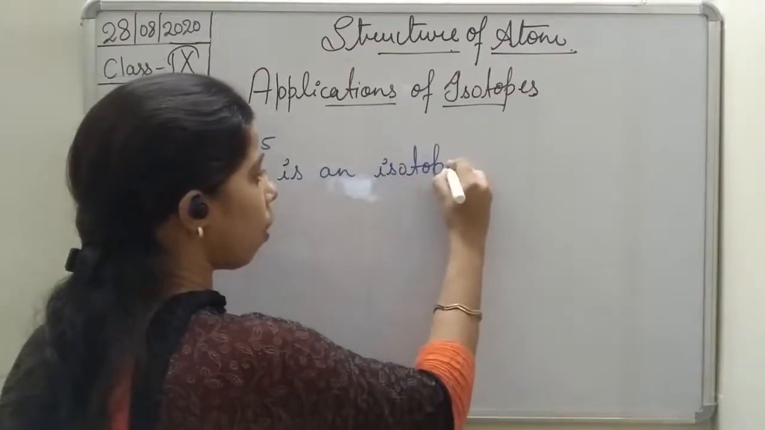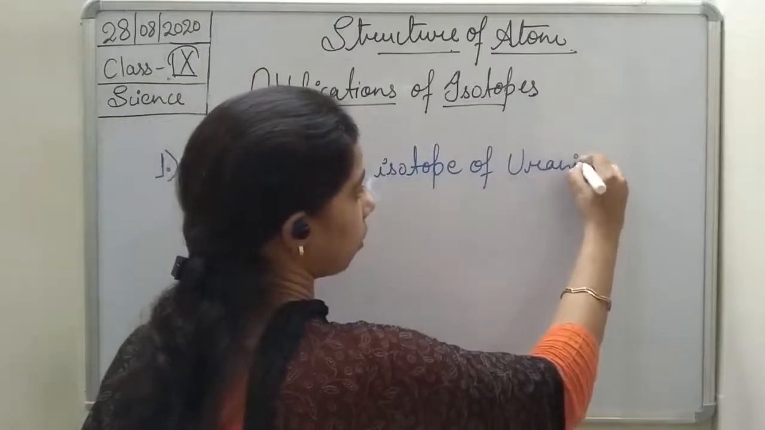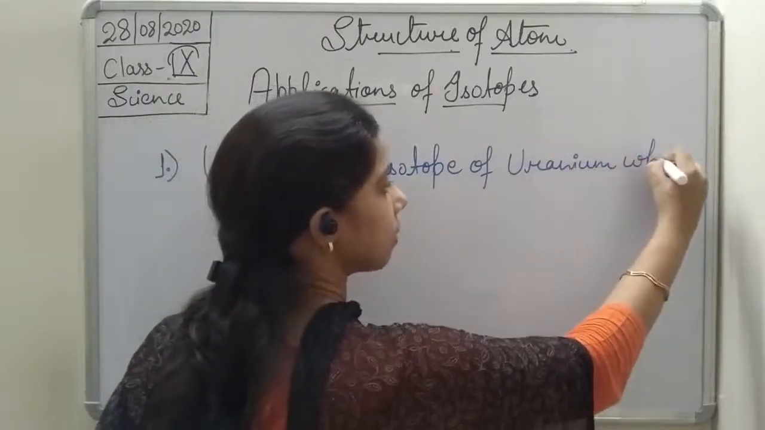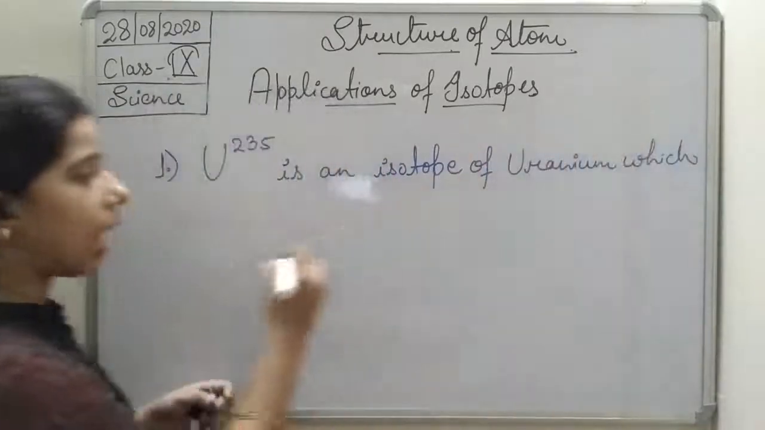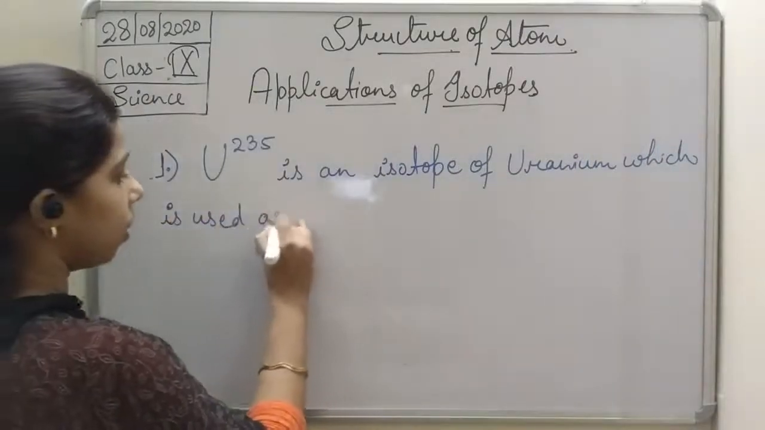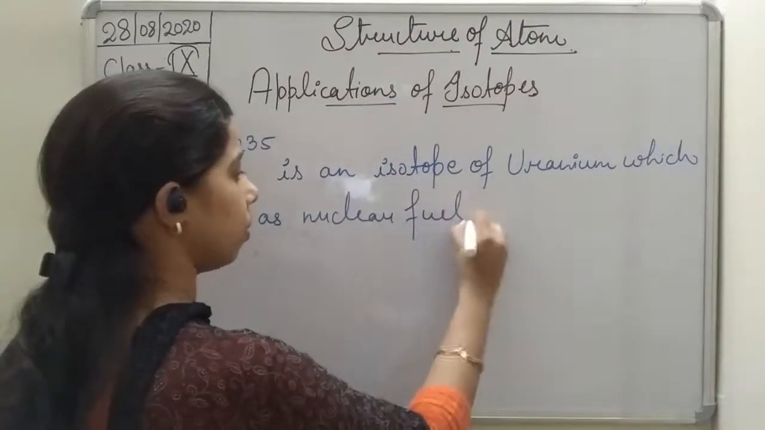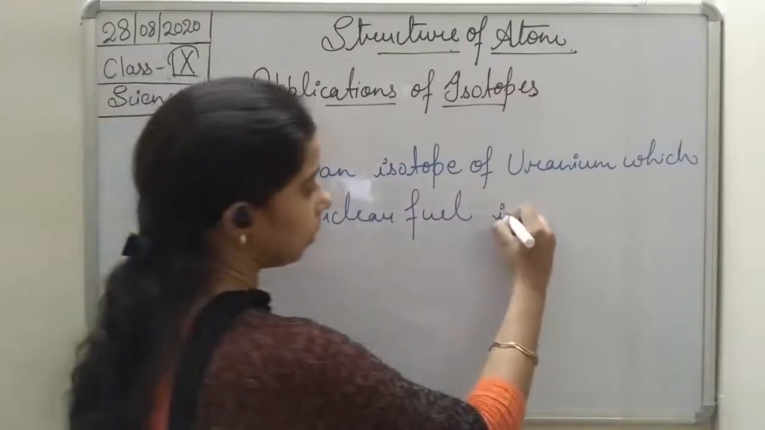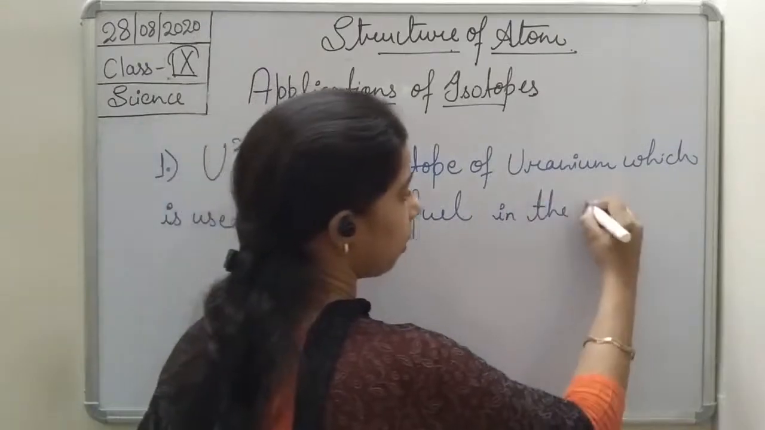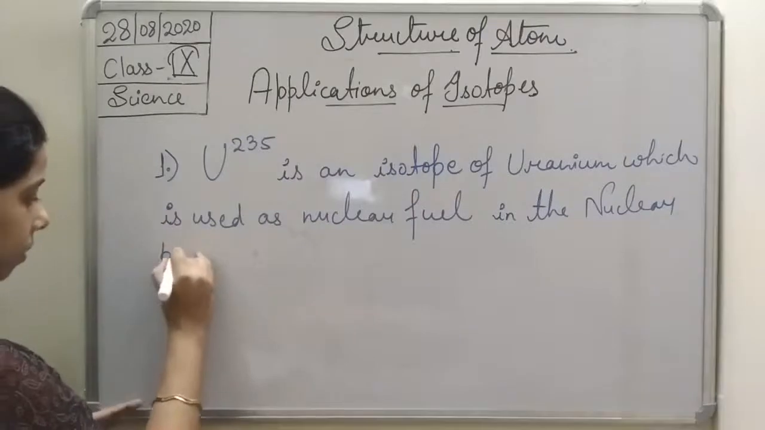So we can say that uranium-235 is an isotope of uranium which is used as nuclear fuel in the nuclear power plant.